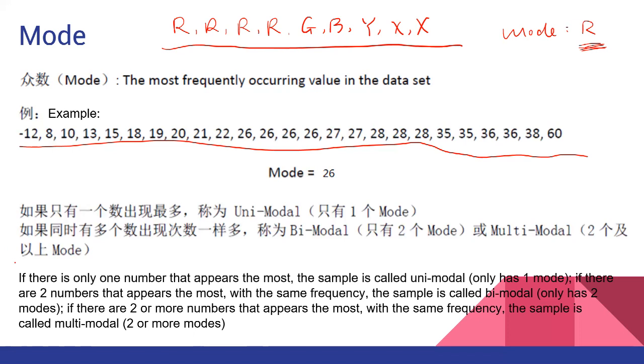And there's another concept here. If there is only one number that appears most, the sample is called unimodal. That is, it only has one mode. If there are two numbers that appear most with the same frequency, the sample is called bimodal. That means it has two modes. If there are two or more numbers that appear most with the same frequency, the sample is called multimodal. That means two or more modes.